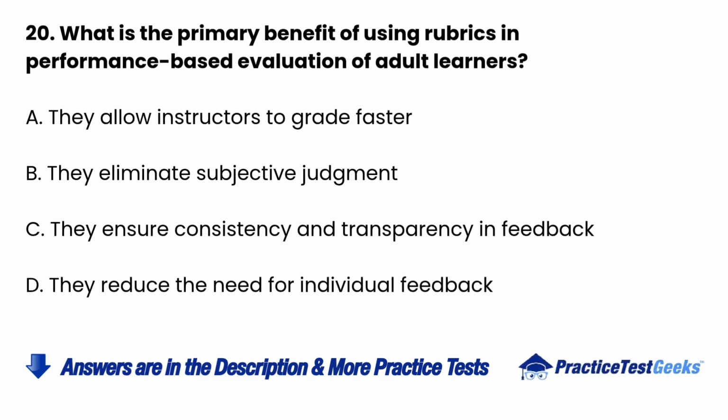20. What is the primary benefit of using rubrics in performance-based evaluation of adult learners? A. They allow instructors to grade faster. B. They eliminate subjective judgment. C. They ensure consistency and transparency in feedback. D. They reduce the need for individual feedback.